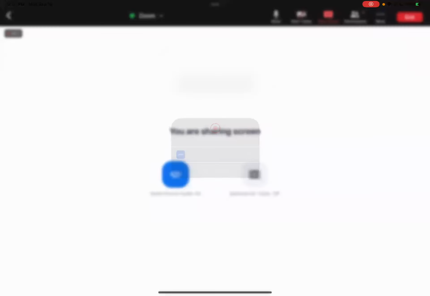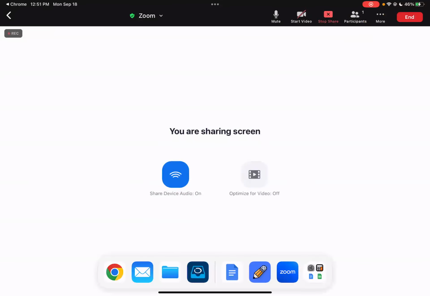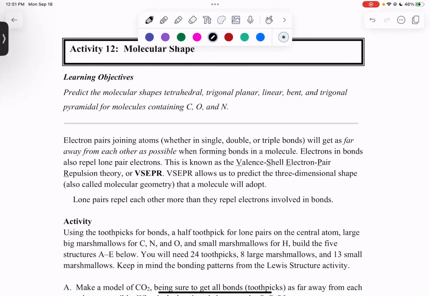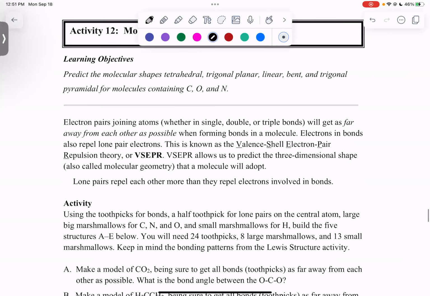Okay, so this is our review, the molecular shapes review. Here we go, molecular shapes. We're trying to predict what shape molecules will turn into, and we're really going to focus on ones that have carbon, oxygen, and nitrogen in them. We use what's called the valence shell electron pair repulsion theory, or VSEPR.